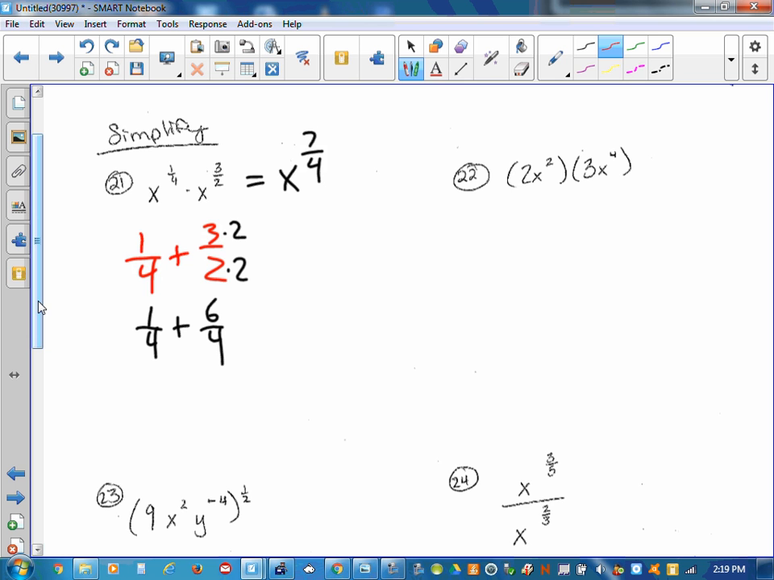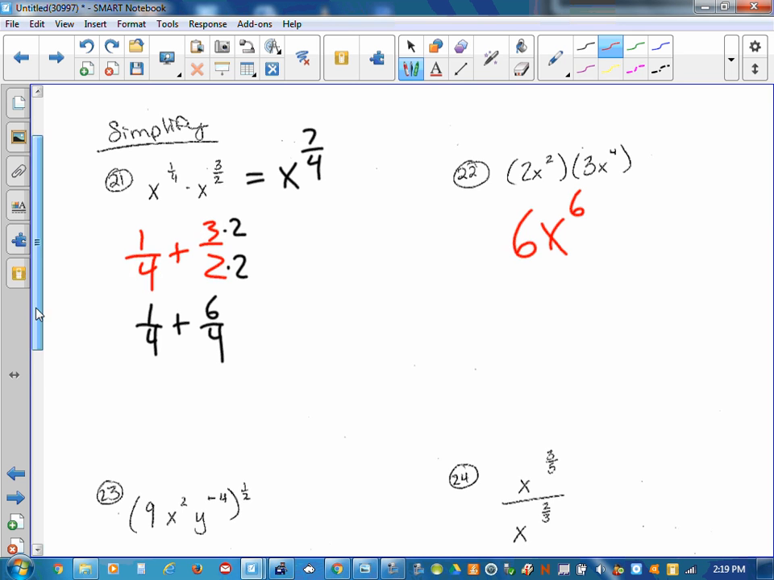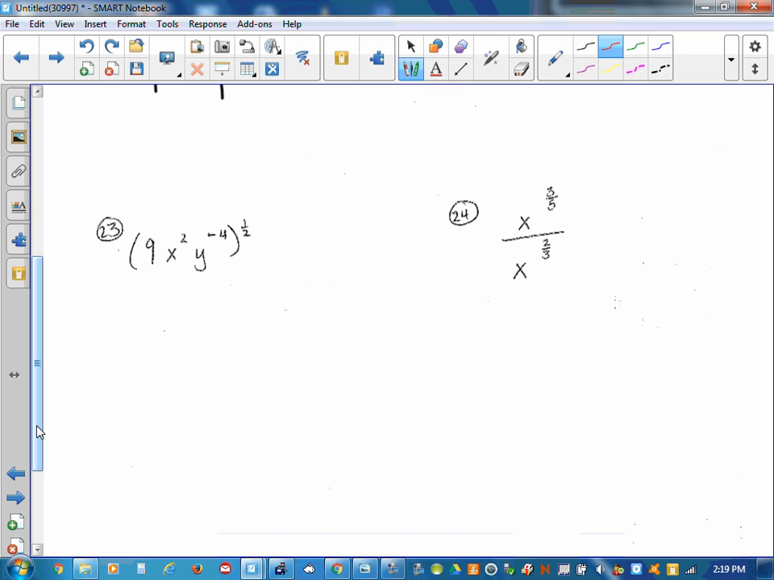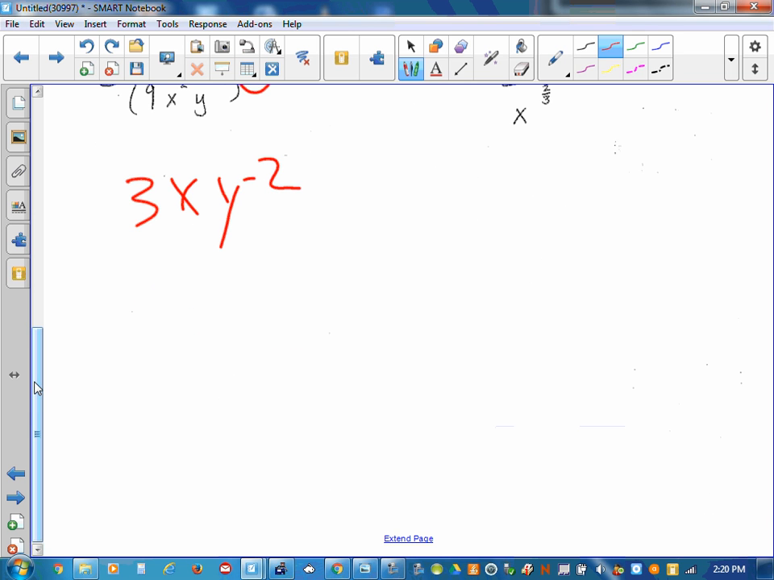Number 22, there's nothing fancy about this. Just multiply 2 times 3, and when you multiply like bases, you add the exponents. So it's 6x to the 6th power. Now I'm taking the square root of all this. How do I know that I'm taking the square root? Because the 1/2 power means square root. Square root of 9 is 3. We have a power raised to a power. We multiply the exponents. So that would just be x, and then y to the negative 2, because I multiplied negative 4 times 1/2. And then I cross the line, and I change the sign.